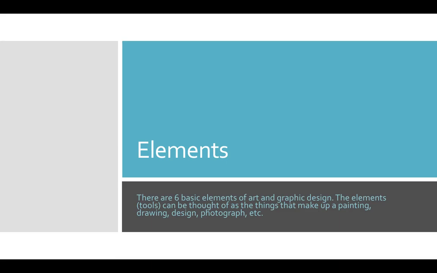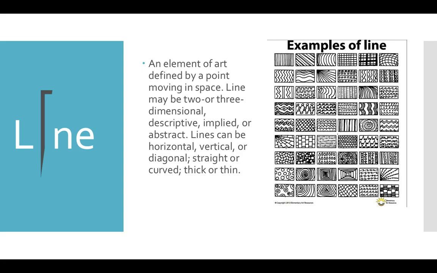So there are 6 basic elements of art that you can see in graphic design work. You can think of these as tools. So they are the things that help us make up any painting, drawing, design, photography, or any other kind of artwork that you might see. So the first one is a line. It's usually the simplest element that we have.